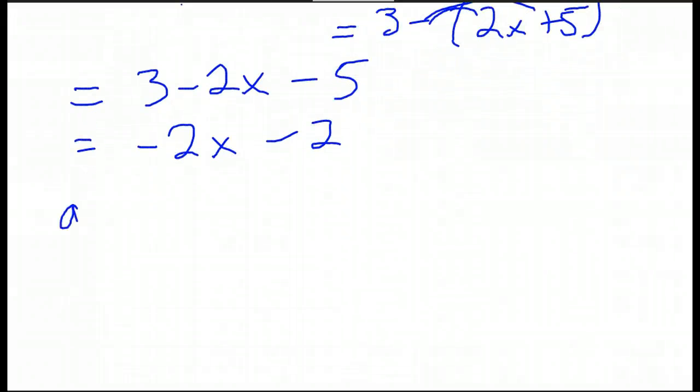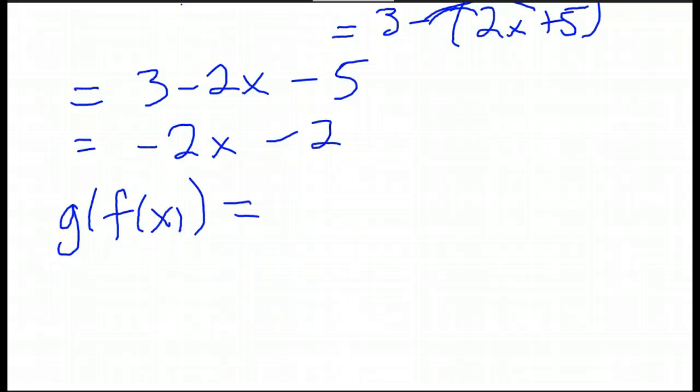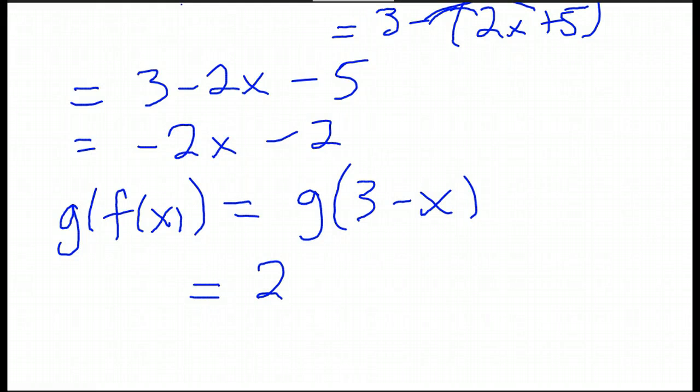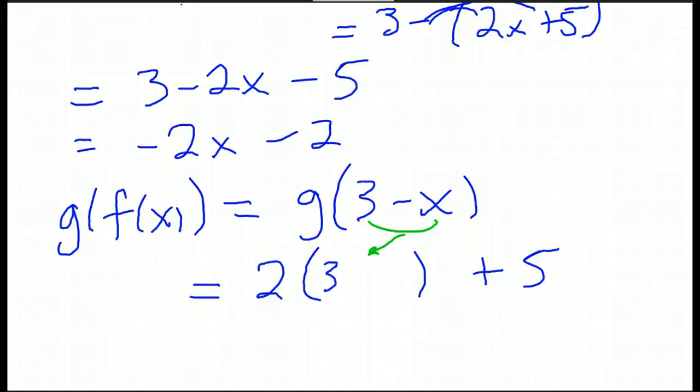To go the other way, we're going to do g of f of x. Okay, and that's g of f of x, which is 3 minus x. Again, the best way to do this is to write down the action of the function by replacing the variable, in our case x, by an open parenthesis. So it's 2 times the input plus 5. The new input is 3 minus x. So we get 2 times 3 minus x plus 5.